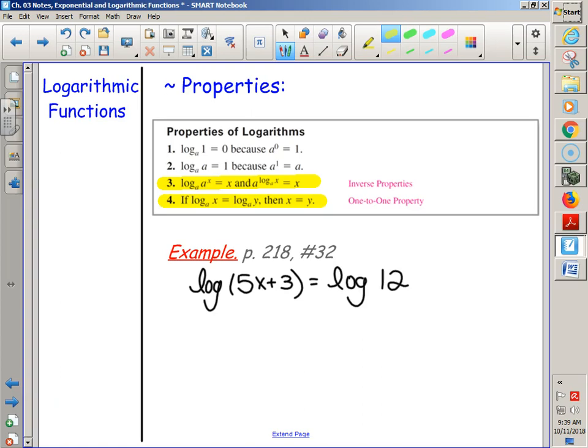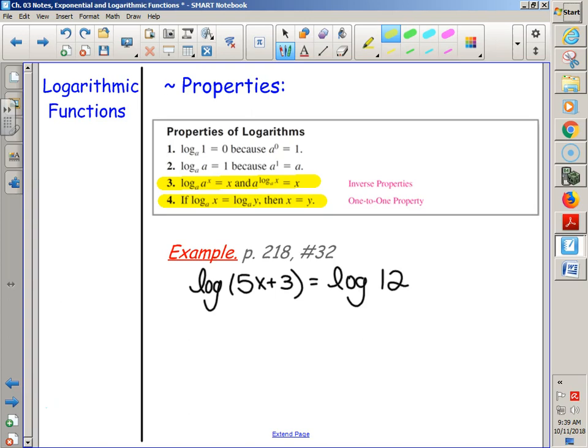The inverse property you guys just saw me do. Log base a of a to the x will cancel out to just be x. And a to the power of log base a of x will reduce, will be undone to x. Remember the undoing? So the inverse property says they undo each other to x, whichever way you go. The one-to-one property says make the bases match, and the arguments must be the same.